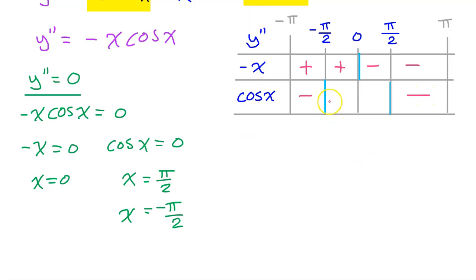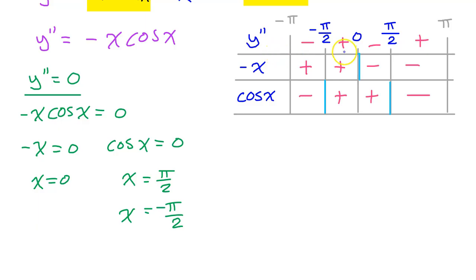On the interval from negative pi over 2 to positive pi over 2, we can use 0 as a test value, and we can do this mentally. The cosine of 0 over here on the right-hand side of the unit circle is 1, positive 1. So cosine is positive in this interval. A negative times a positive is a negative. A positive times a positive is a positive. A negative times a positive is a negative. And a negative times a negative is a positive.